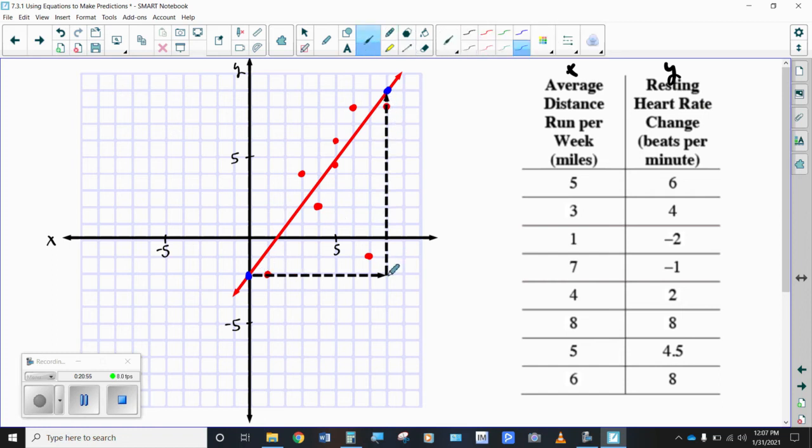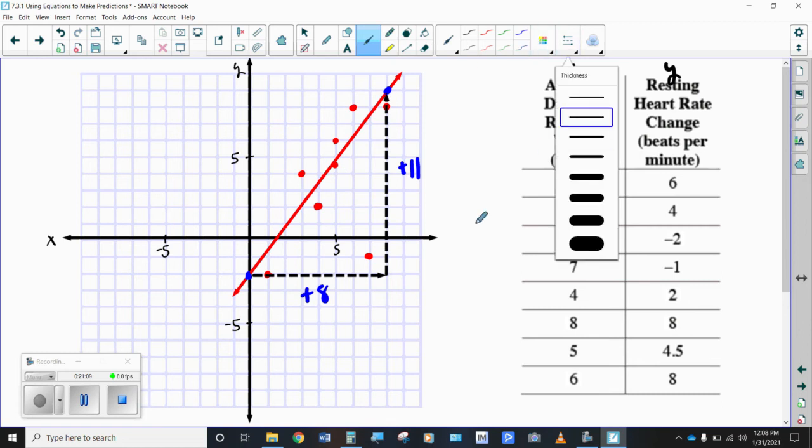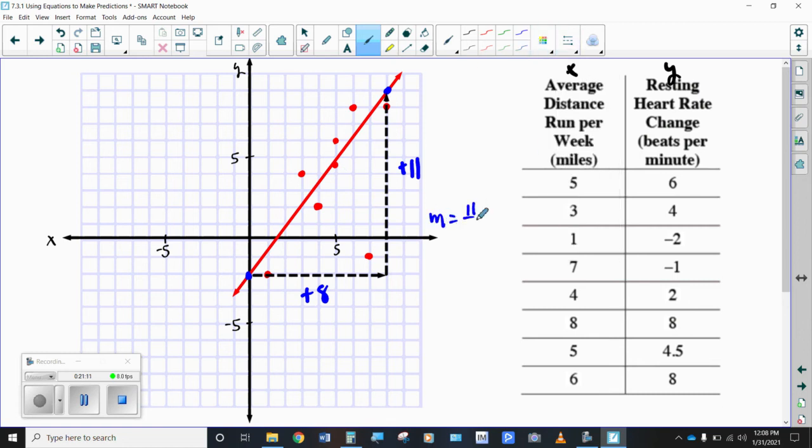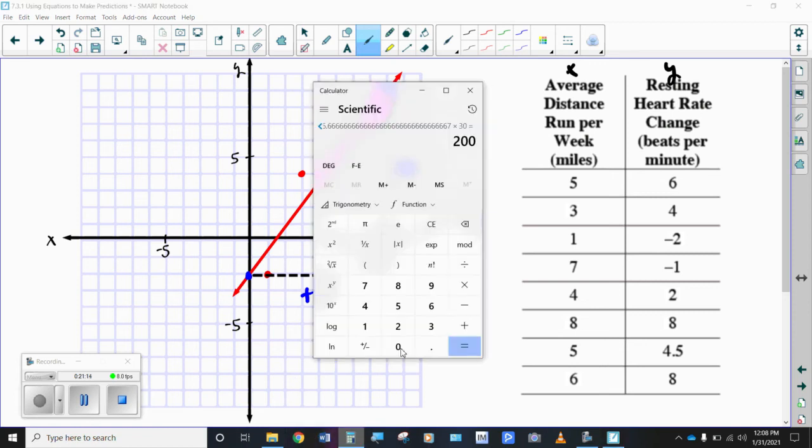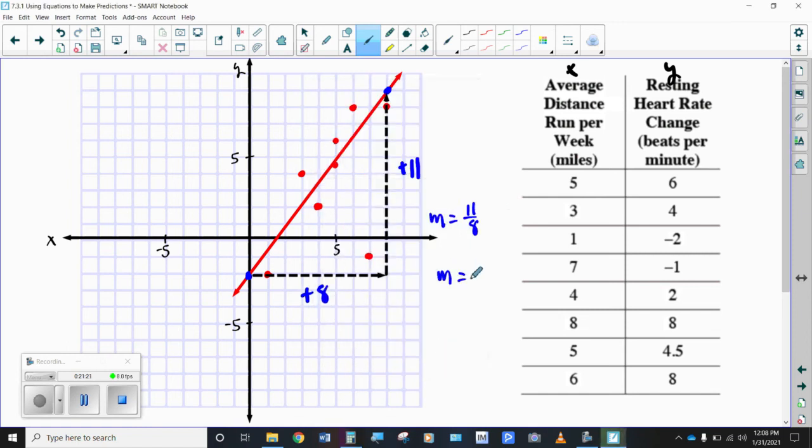The change in y goes 1, 2, 3, 4, 5, 6, 7, 8, 9, 10, 11. And the change in x goes 1, 2, 3, 4, 5, 6, 7, 8. So it looks like our slope ratio ends up being 11/8, which if we put into a decimal form, 11 divided by 8 appears to be about, let's call it, 1.4. We can round it, okay? Yeah, I think that's fairly decent.